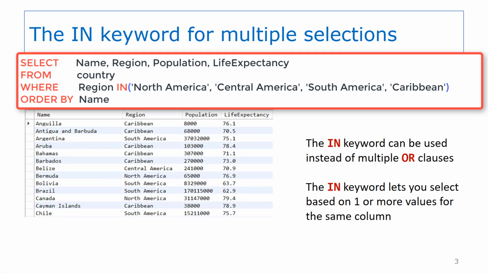This time, instead of using multiple or clauses, we are using the in keyword. This is easy to work with. You specify the column name that you want to work with, in this case, region. You then specify the in keyword followed by an opening left parenthesis character. The parenthesis can be right next to the in keyword, or you can put one or more blank spaces after the in keyword. Inside the parentheses, you put the list of values that you want to select.